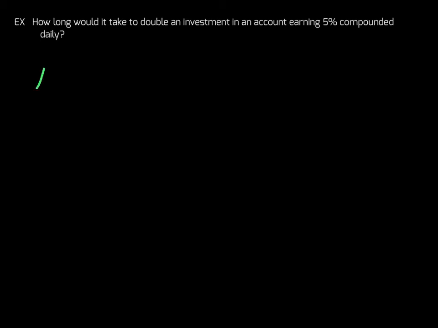Compounded daily means we're going to use this formula. Do you remember it? A is equal to P times 1 plus r over n, all to the power of n times t. Do you remember this from the previous lesson? This is the formula for the amount of interest being accrued and how much is in an account. So here we have to identify some things.